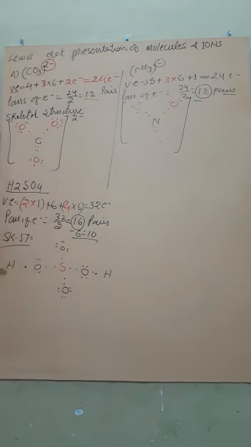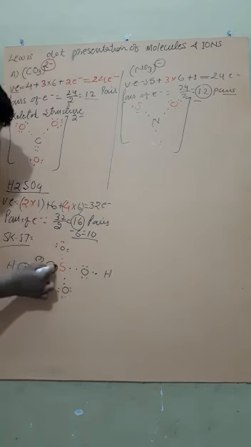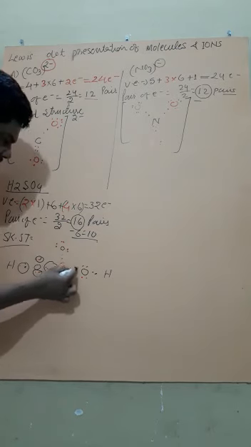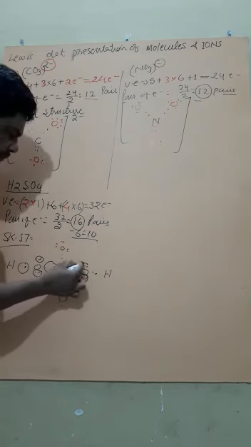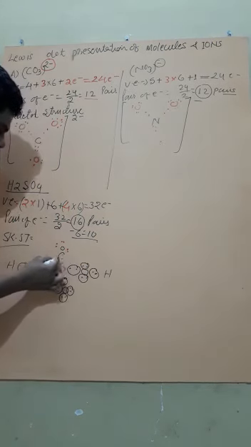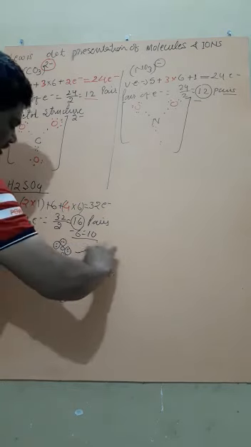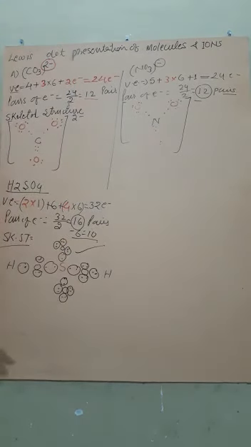Now check whether the pairs are completed. So this is 1, 2, 3, 4, 5, 6, 7, 8, 9, 10, 11, 12, 13, 14, 15 and 16. So this becomes the structure of H2SO4. That's it.